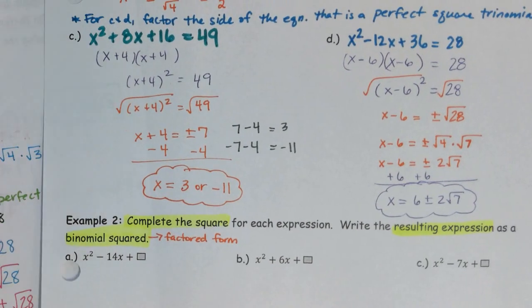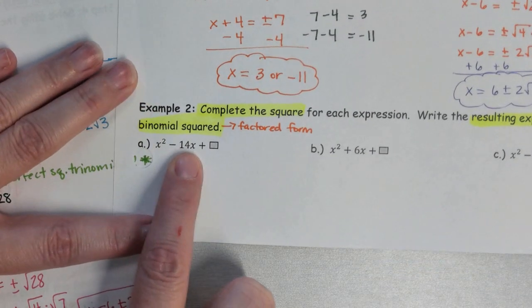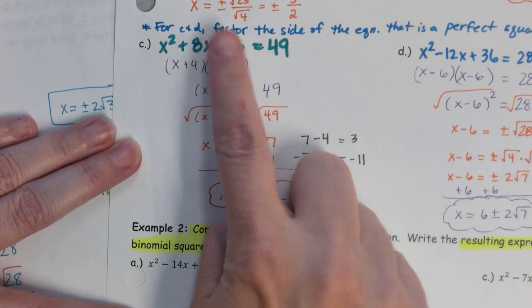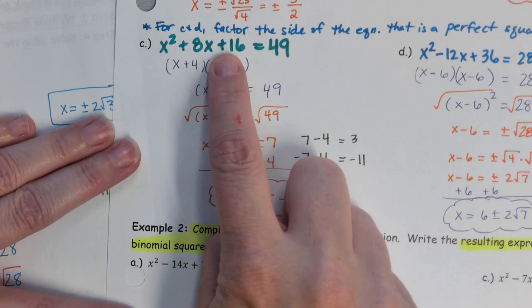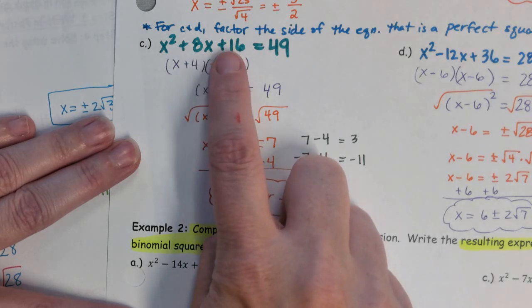So basically, what you are given, see how this is x squared minus 14x? You have to find that last number. So this is x squared plus 8x plus 16. How could I get from 8 to 16?